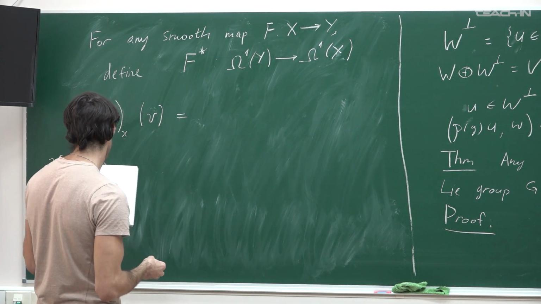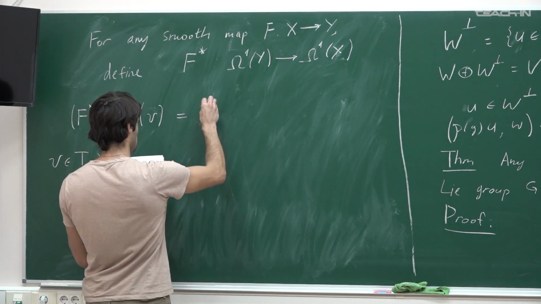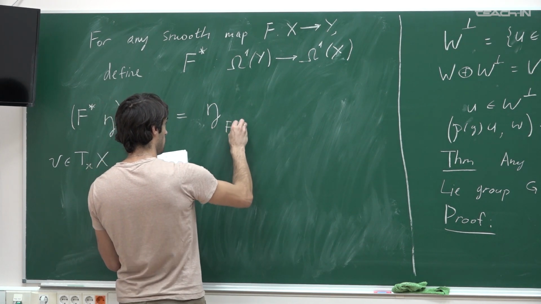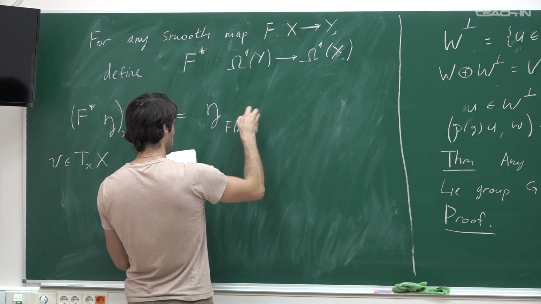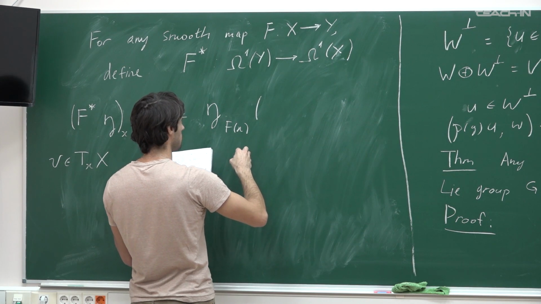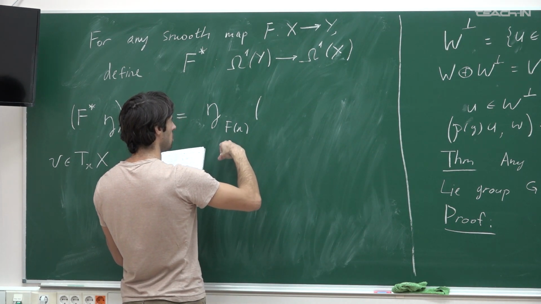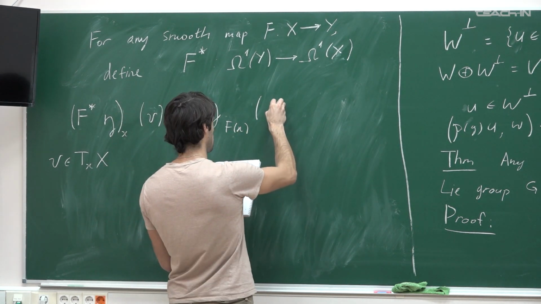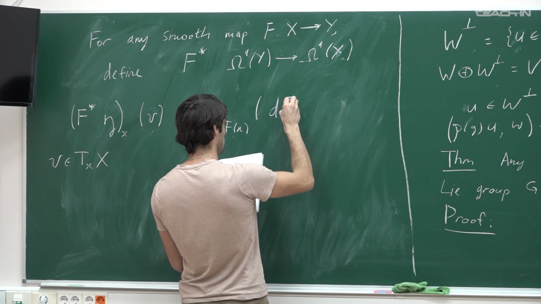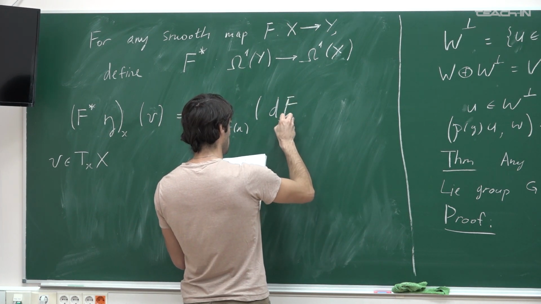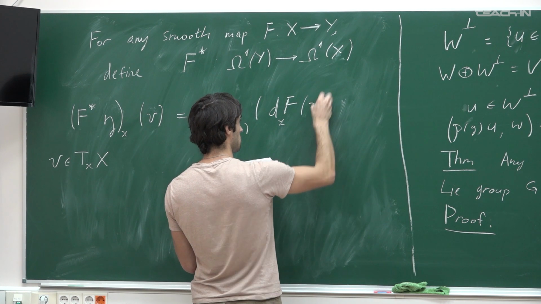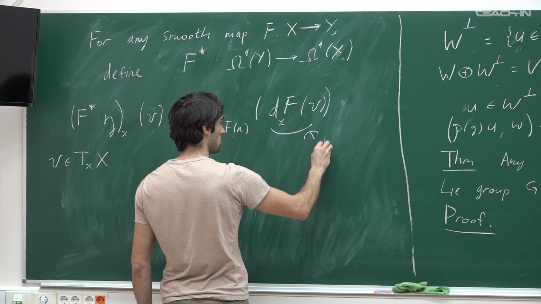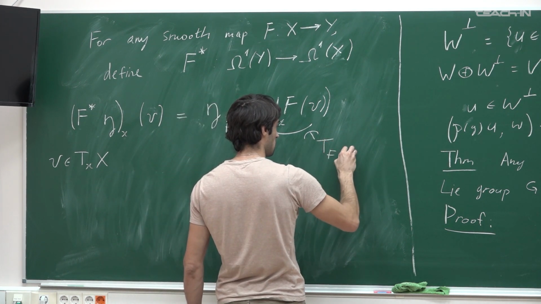And I just define it like this. So I have eta at f of x. This guy eats a vector from the tangent space of Y at the point f of x, and I give him this vector as follows. So this is a vector that lives in the tangent space T at f of x of Y.